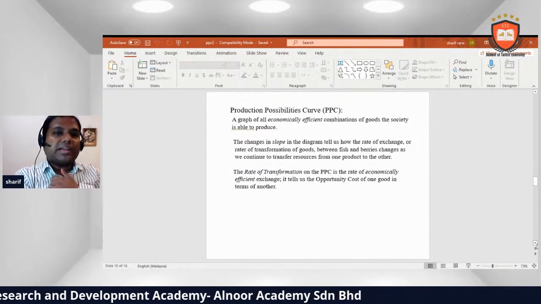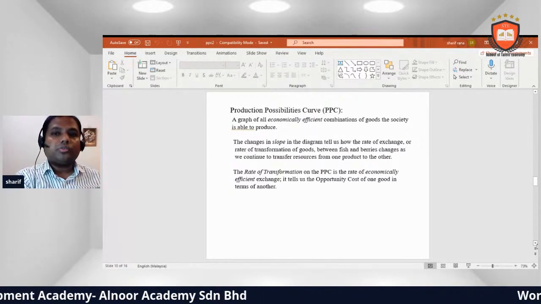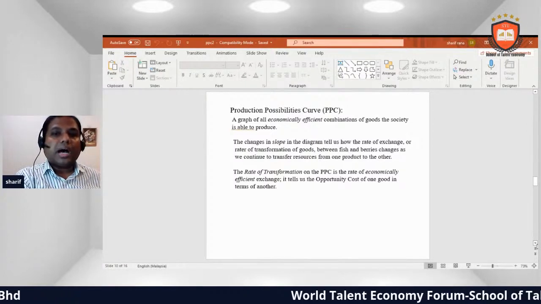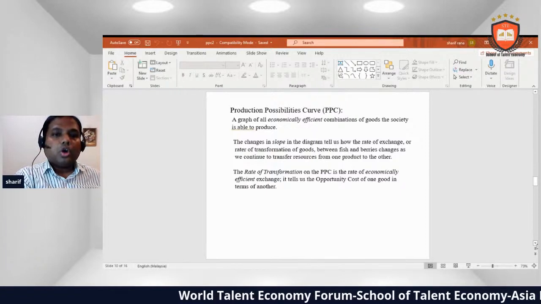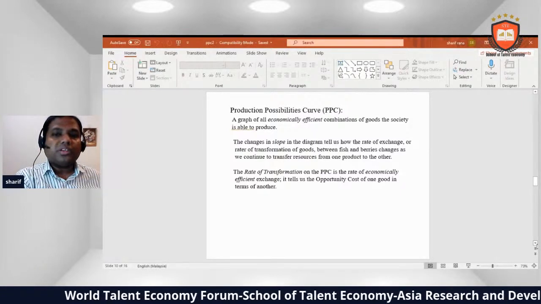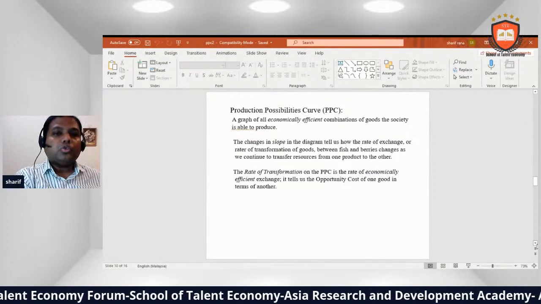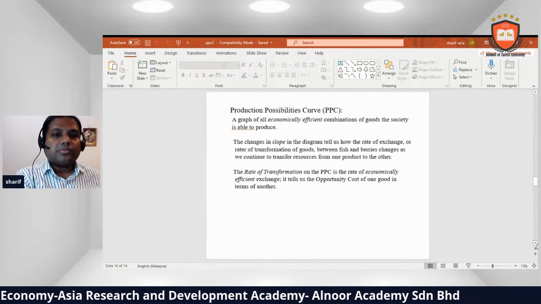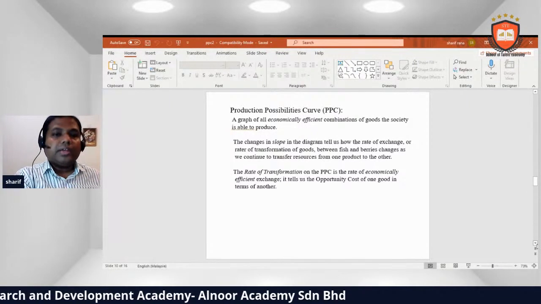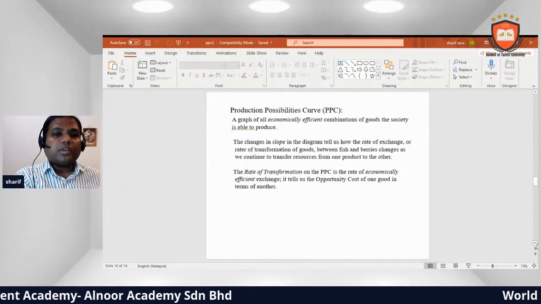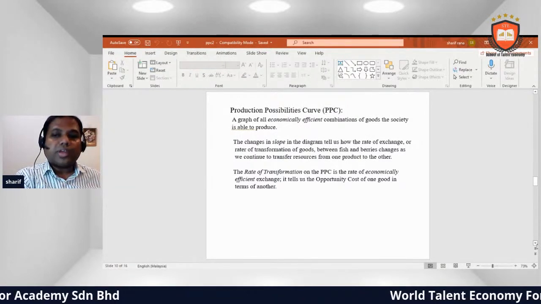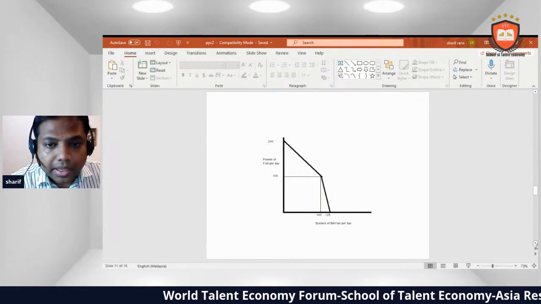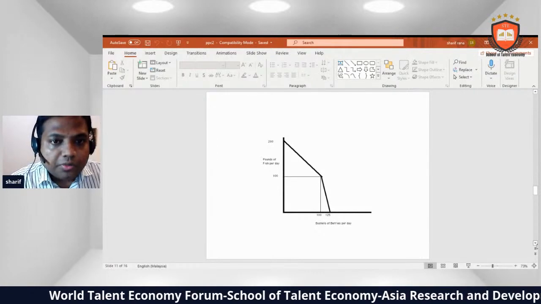Production possibilities curve: a graph of all economically efficient combinations of the goods the society is able to produce. The change in slope in the diagram tells us how the rate of exchange, or the rate of transformation, of the goods between fish and berries changes as we continue to transfer resources from one product to the other. The rate of transformation of the PPC is the rate of economically efficient change. It tells us the opportunity cost of one good in terms of another. Here is a graph: bushels of berries per day against pounds of fish per day.